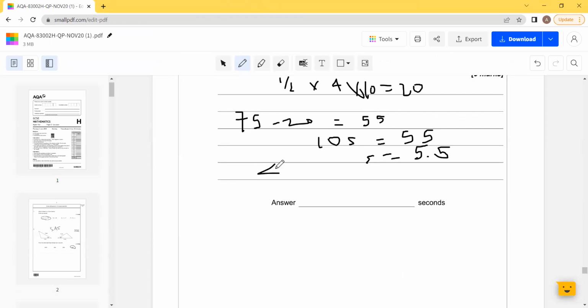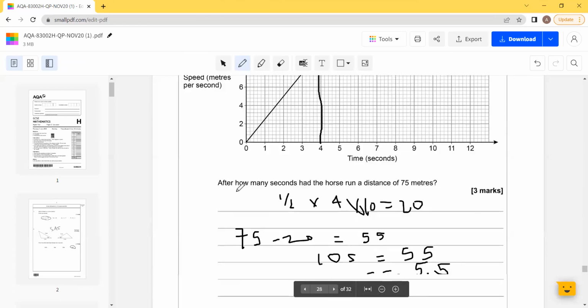So the total time is 4 plus 5.5. So he takes 9.5 seconds to run a distance of 75 meters.